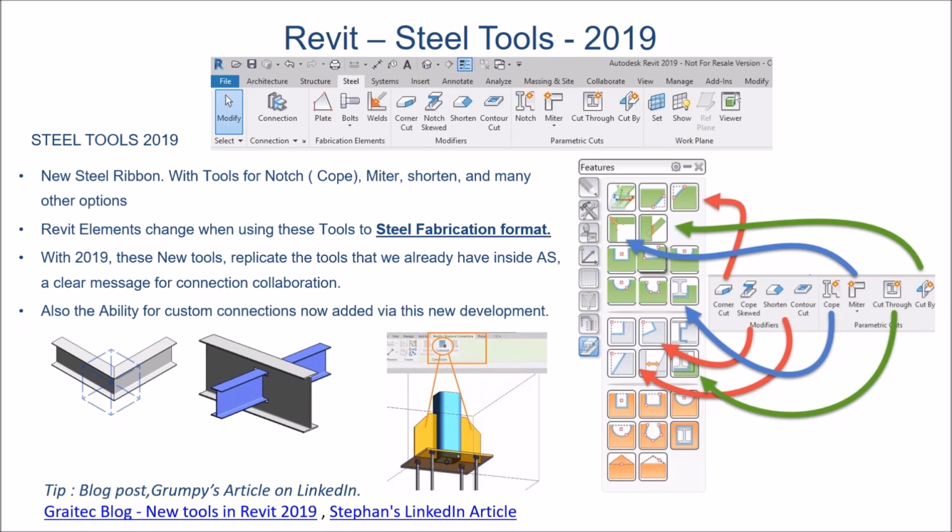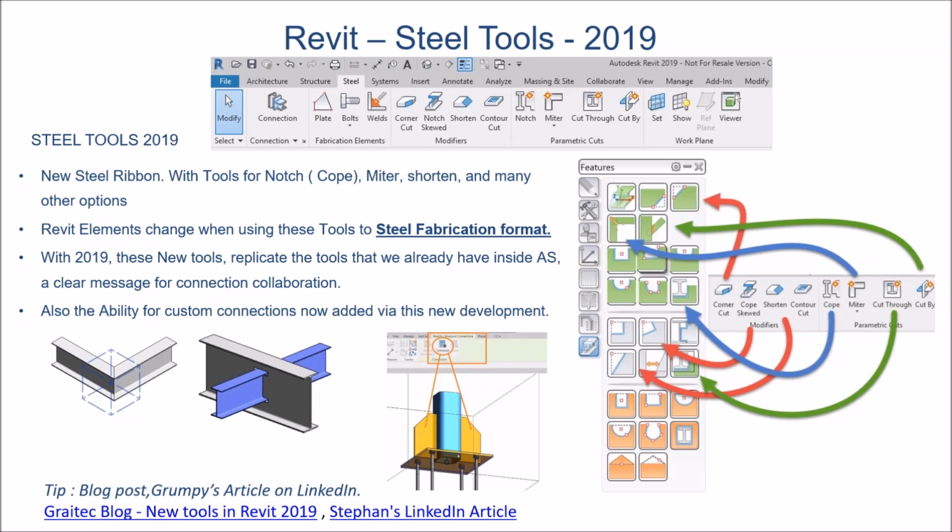And also you can create a connection of something that you build manually. So if you get a non-standard connection, the previous slide was all about the standard connections, and now you can build this custom connection inside Revit, and then you can copy it around in the model. So that's a vast improvement from where we were before.